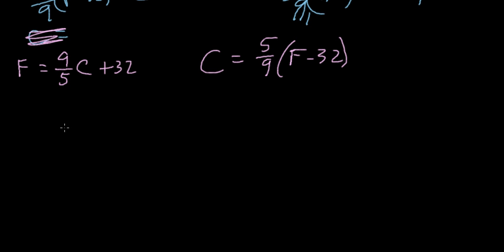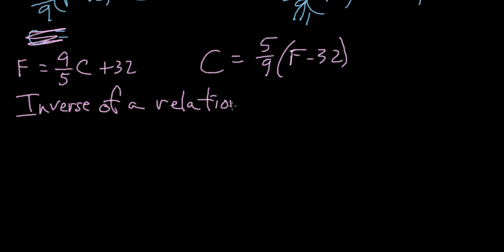And the way to find an inverse is real simple. The inverse of a relation. And notice I say relation because a relation can have an inverse, and one might be a function, both might be a function, or neither one would be a function. So we don't always say it's a function or inverse of a function. So I'm going to show you something here.